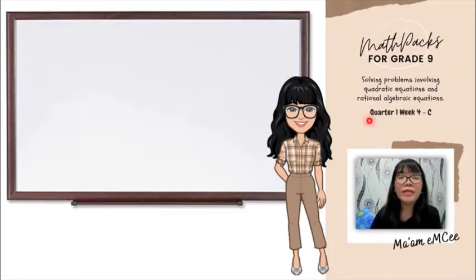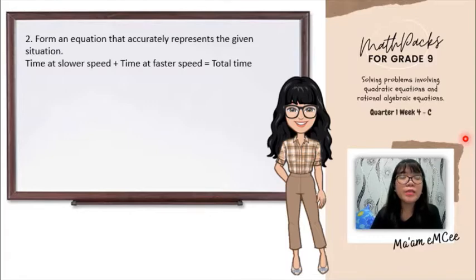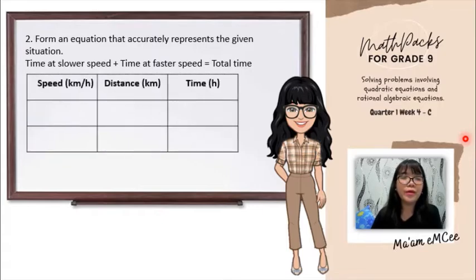Then we will have the second step. So the second step is to form an equation that accurately represents the given situation. Remember, time at slower speed plus time at faster speed is equal to total time. We will also be needing this table so that we can put all our unknown variables and our known variables, of course. So speed is in kilometers per hour, distance is in kilometers, and then time is in hours.